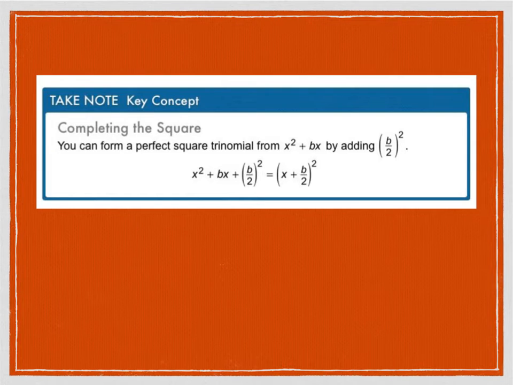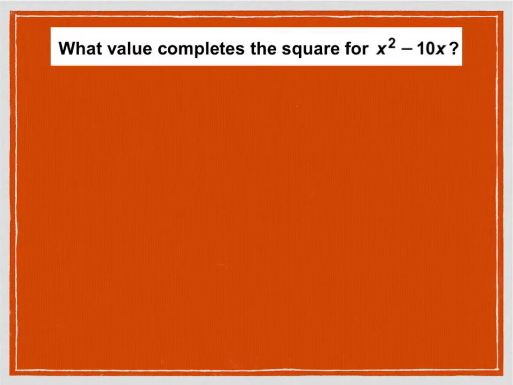All right, so today we are going to be completing the square. So we're going to get a trinomial, and our goal is to make it look like this here. So in order to do that, we need to plug in a number here that's going to be b over 2 squared, and we get the b from this number here. So now we're going to do some examples.